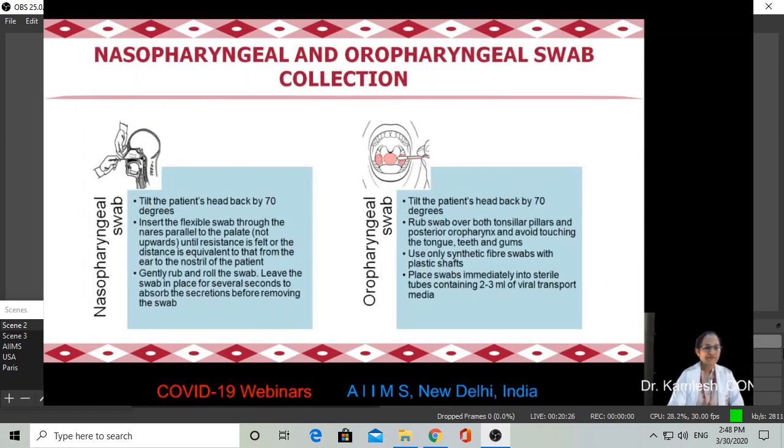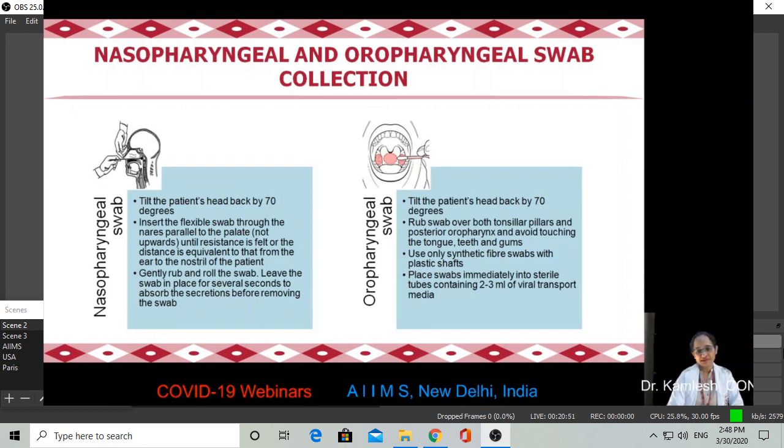For nasopharyngeal swabbing, tilt the patient's head back by about 70 degrees. Insert the flexible swab through the nares parallel to the palate until resistance is encountered, or the distance is equivalent to that from the ear to the nostril of the patient. Gently rub and roll the swab. Leave the swab in place for several seconds to absorb the secretions before removing it.